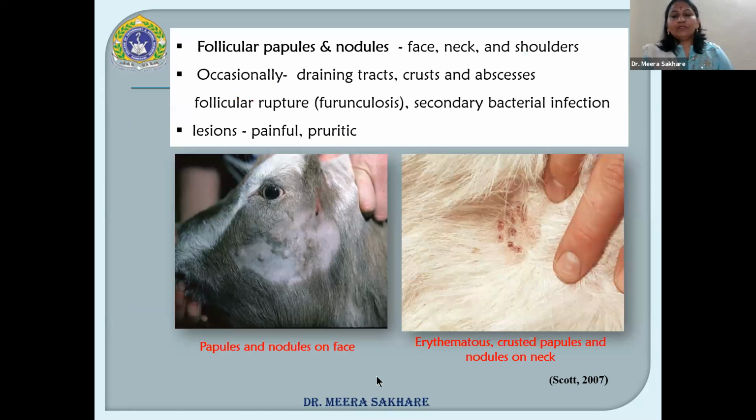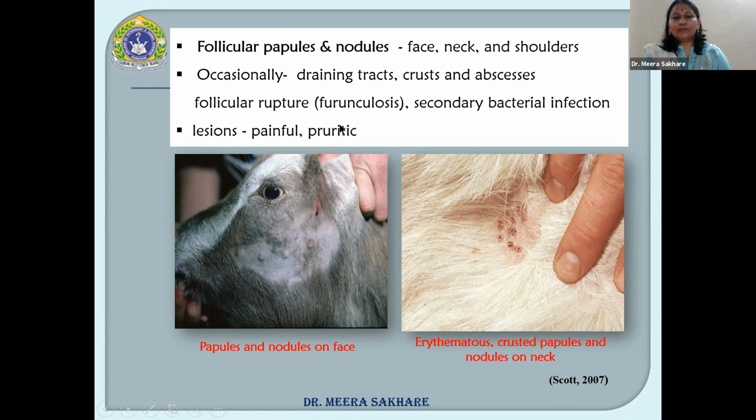In sheep and goats, whenever these mites invade hair follicles, papular or nodular lesions appear. These nodules are typically found on the head region, face, neck and shoulder. These are the common areas for the formation of these pustules. Due to constant itching and the deep involvement of the mite in the hair follicle, there is a draining tract or discharge of yellowish material from the skin of the animal. So we can see a crust or abscess.